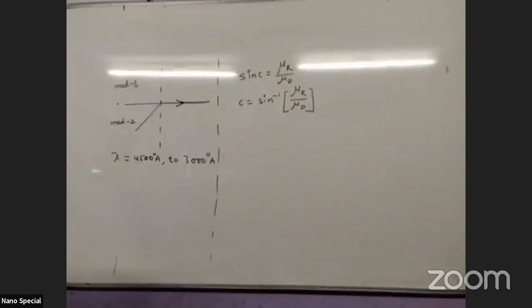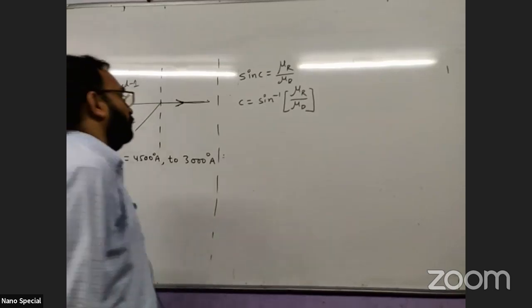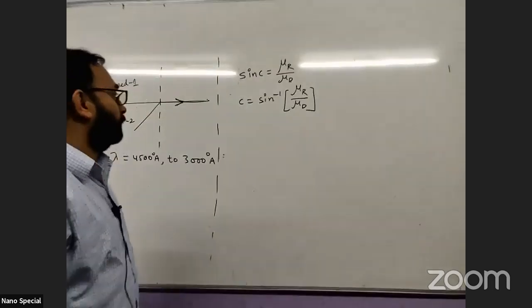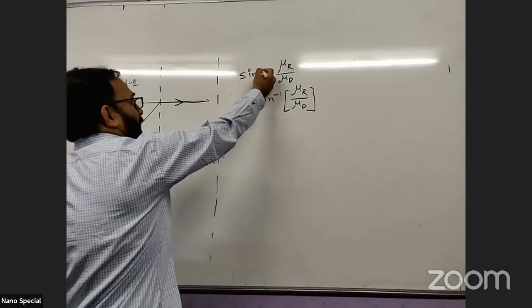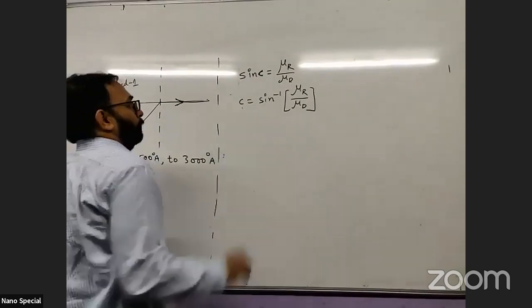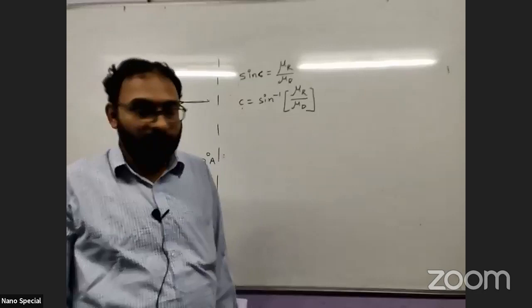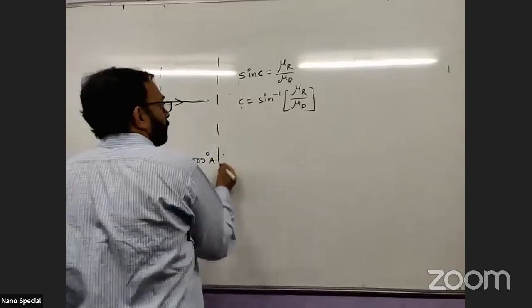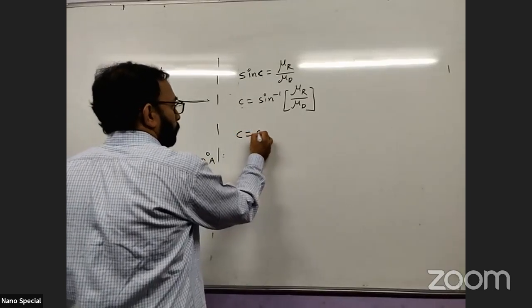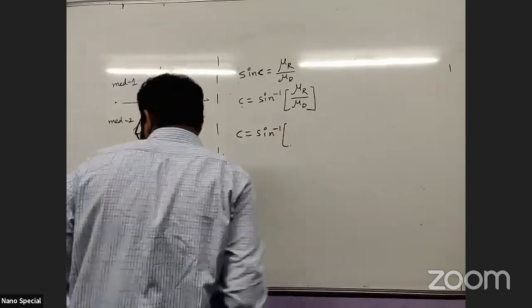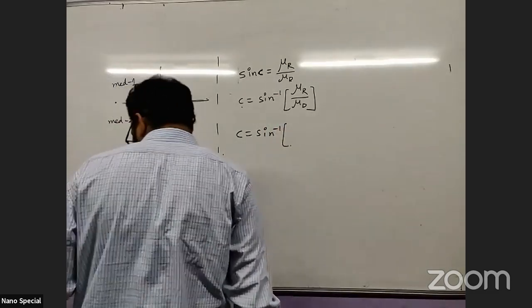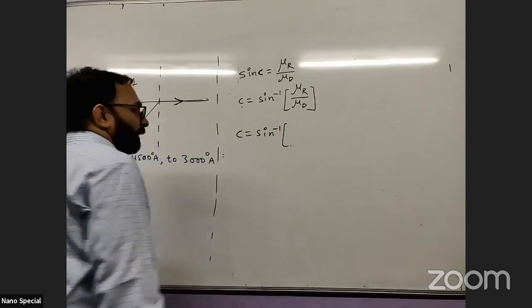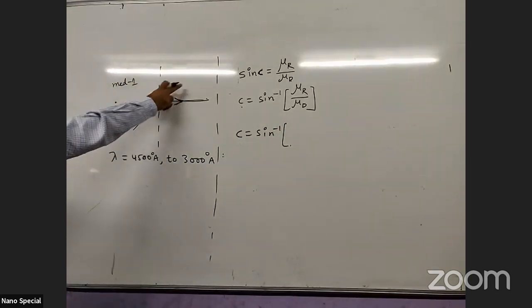So, mu rarer to mu denser. Mu R stands for mu rarer, mu D stands for mu denser. When a light ray travels from denser to rarer medium, the sine of the critical angle, sin C, is mu rarer by mu denser, or C is equal to sine inverse of mu rarer by mu denser. Here we require the critical angle C, that is C equal to sine inverse of the wavelengths. The light ray travels from medium 2 to medium 1.